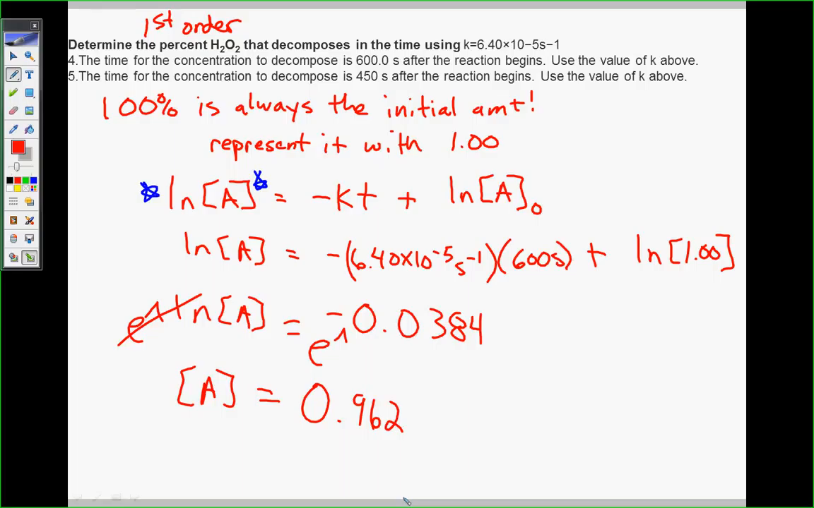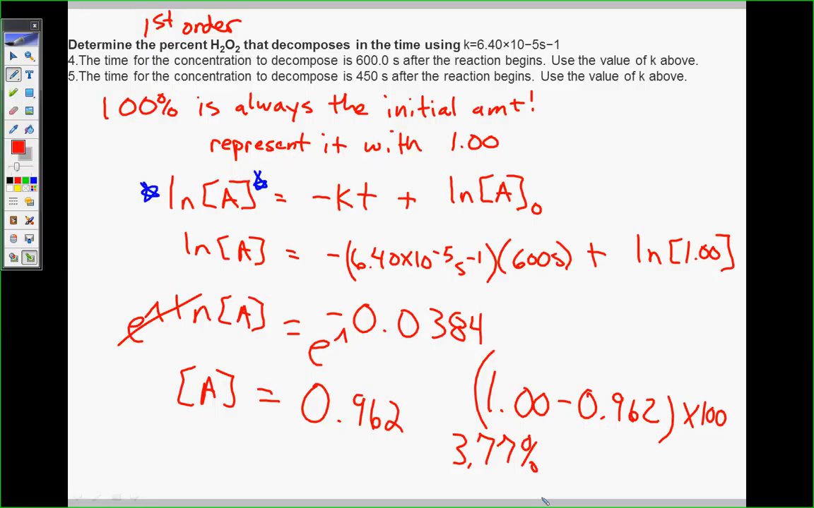Remember, this thing has gone for a while, 600 seconds. This amount that we have is now gone, consumed. It's asking for the time of reaction: determine the percent that decomposes at that time. So 1 minus 0.962, and then I'm going to take that number and times 100. What do you get? 3.77%. Because 96% is what you still have remaining. You have used 3.77%.